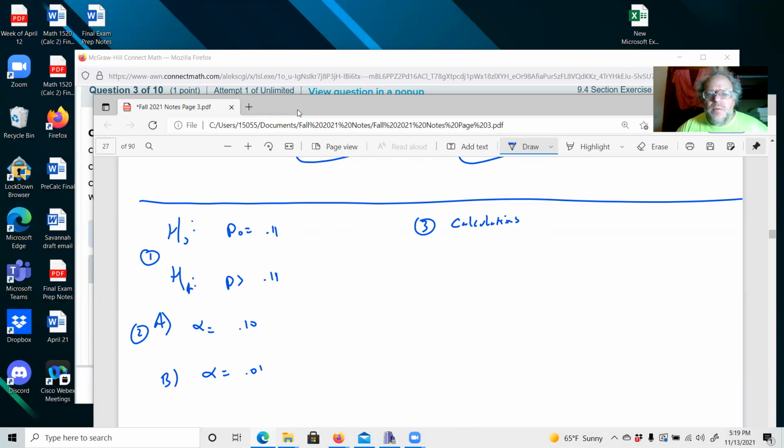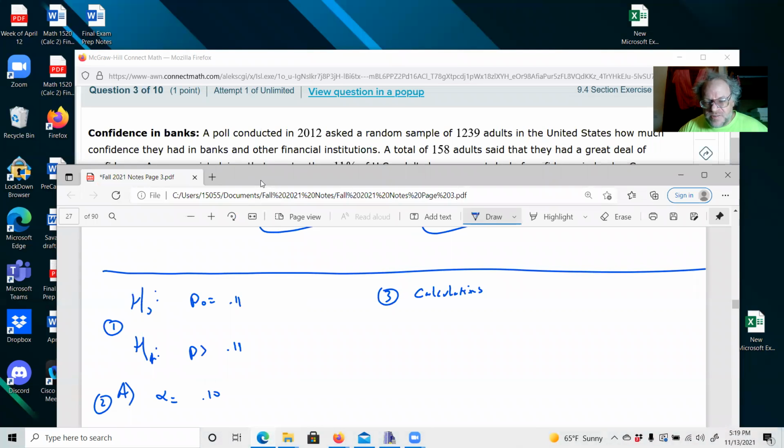Okay. Now, what if they only, like in this case, they said we have 158 over 1,239 people. Okay, this was my X, this was my N. What if they just gave us a proportion? They just said 30%. So what you would do is type in 30 over 100, the 30 for X, the 100 for N.